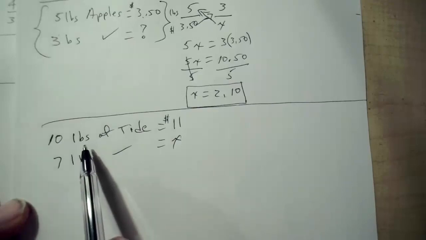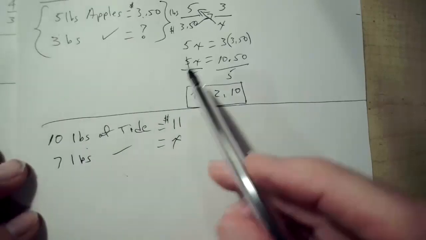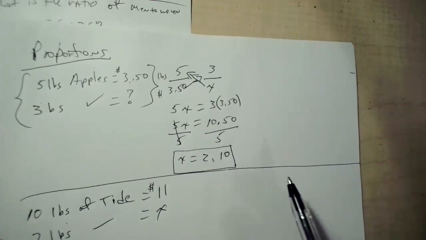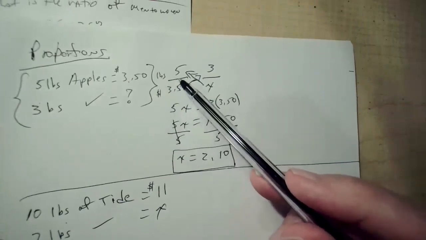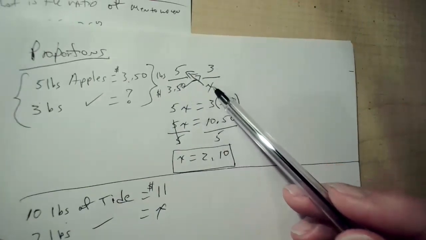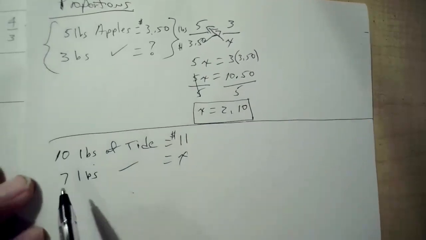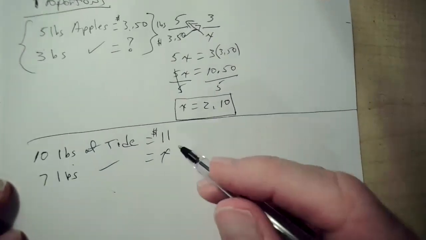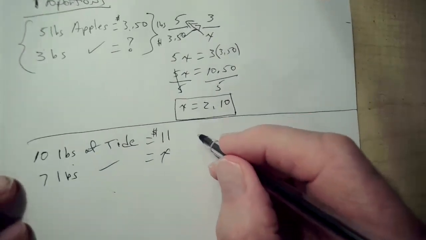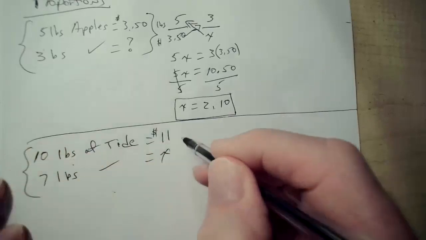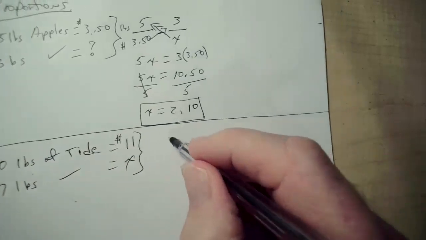Again, now I'm going to do this one a little differently. Up here we did pounds is to dollars as pounds is to dollars. Now we're going to go pounds is to pounds. But you can do it either way. It doesn't make any difference.